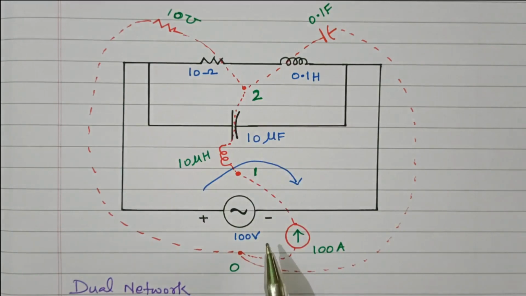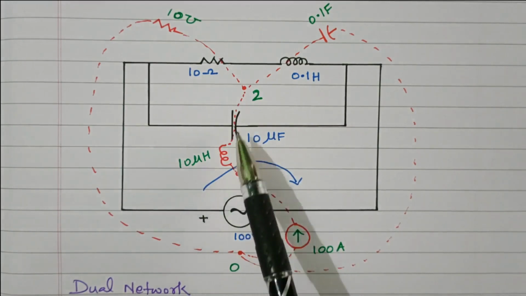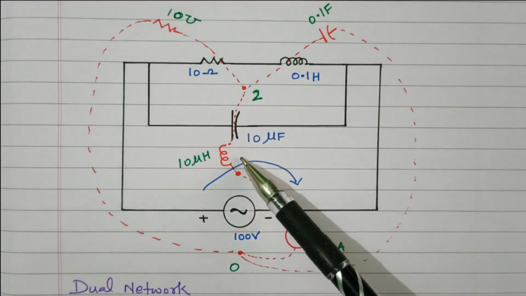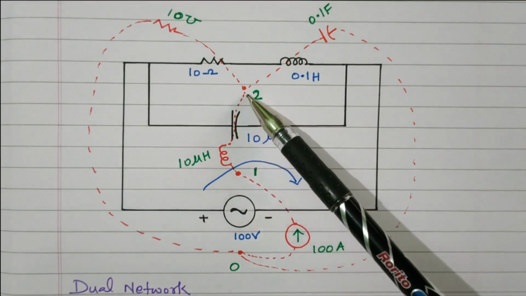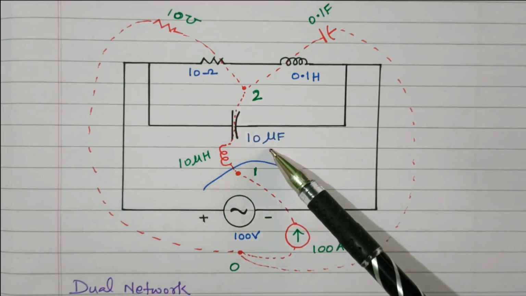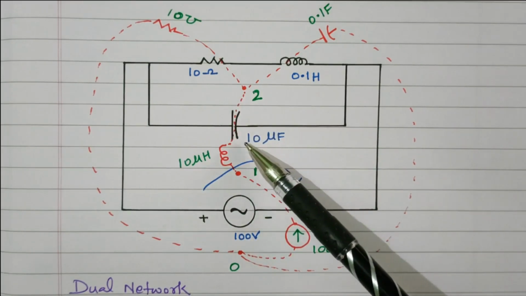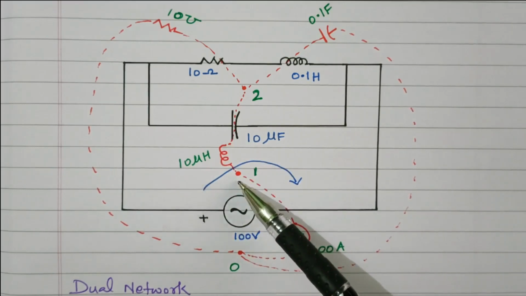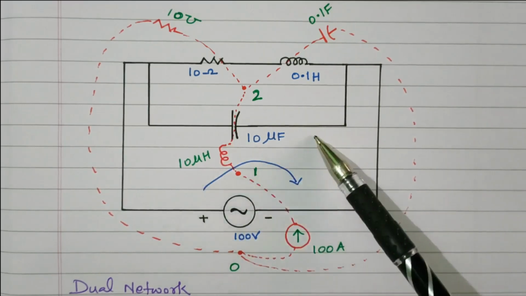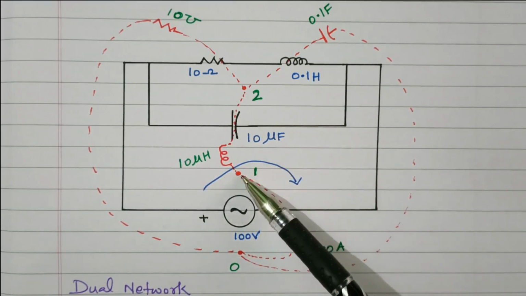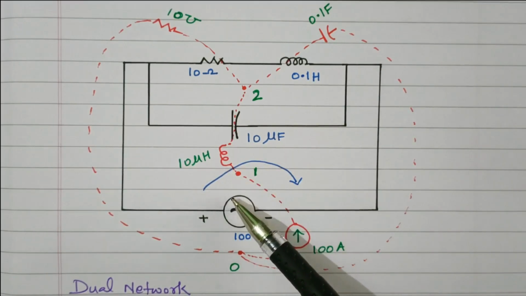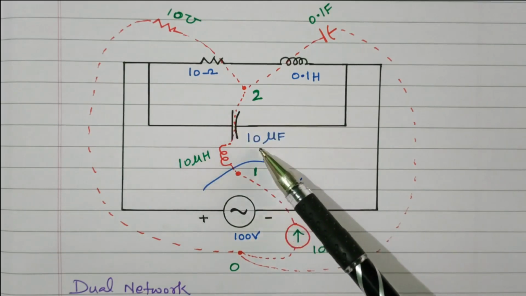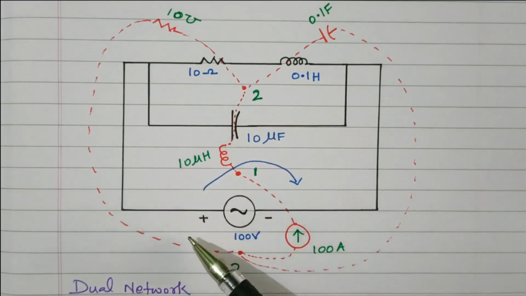Now we need to connect all the dots. First we will connect dot 1 and dot 2 through the elements. So here 1 and 2 are connected through the capacitor, a 10 microfarad capacitor. So this capacitor will be converted into an inductor, a 10 microhenry inductor in the dual network. This black color is the original network, red color is the dual network. So 1 and 2 are connected through the capacitor, so that will be converted into an inductor.